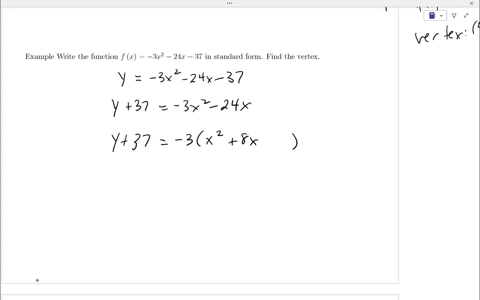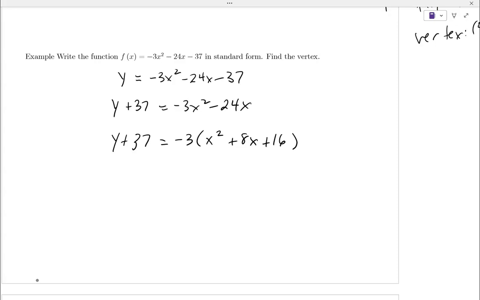We still want to complete the square. We're still going to do the exact same thing that we did in the two previous examples when we complete the square. What do I need to add in order to get a perfect square? Yeah, divide by 2 and square it. Half of 8 is 4, squared is 16.